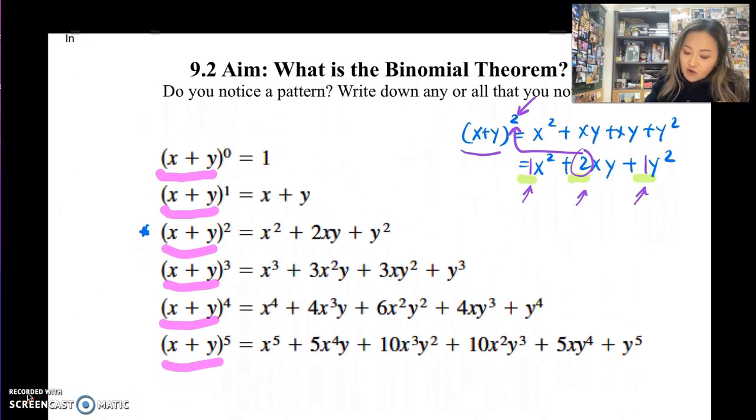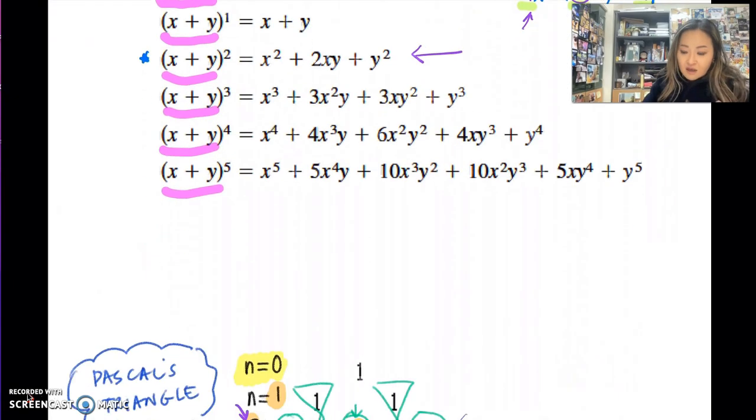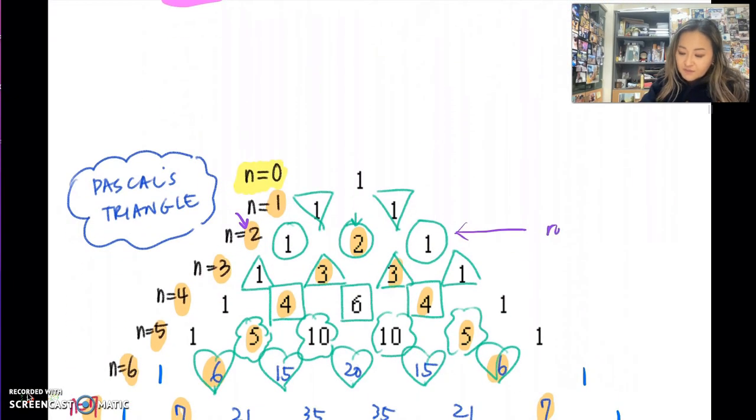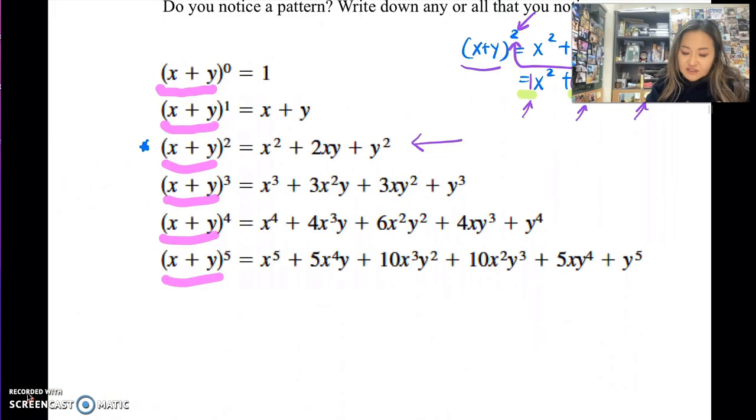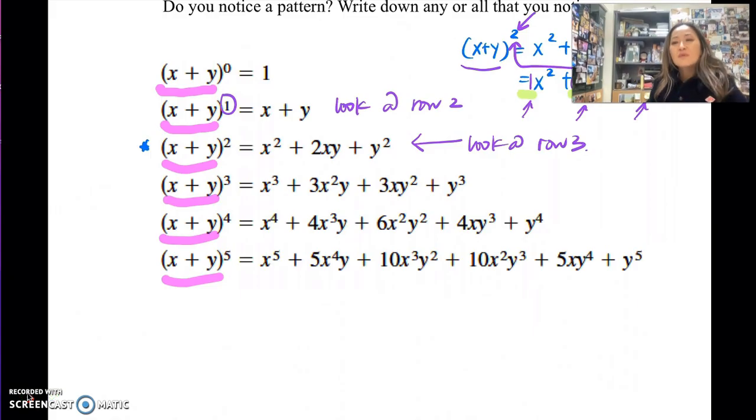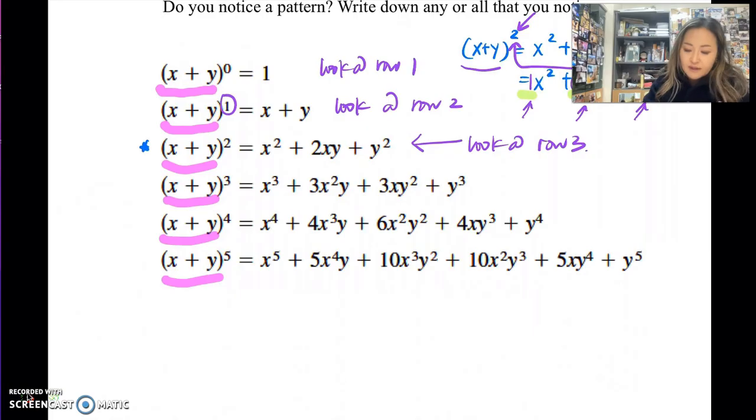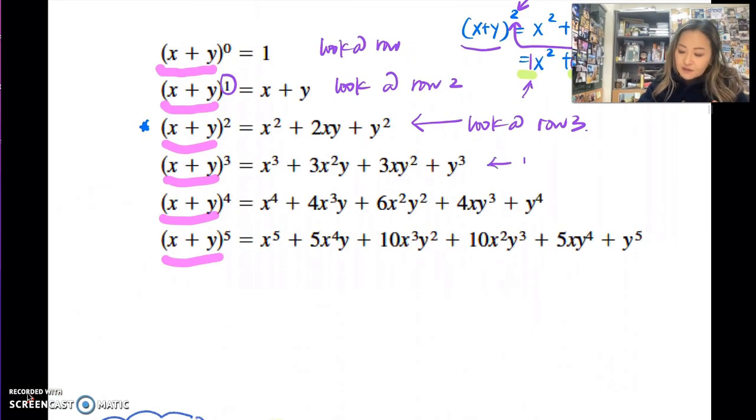So this is row 3. Remember that? This is row 3. So you look at row 3. If this exponent is a 1, you look at row 2 of Pascal's triangle. Look at row 3. And of course, I know that you came up with these patterns already. This one, look at row 1, right? Which is 0. Okay? So which row would you look at here? Look at row 4, because you're looking at this exponent here.